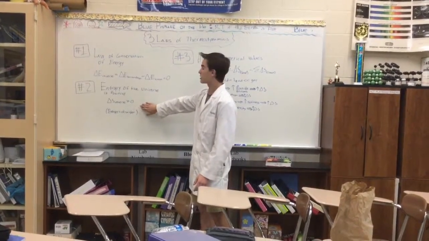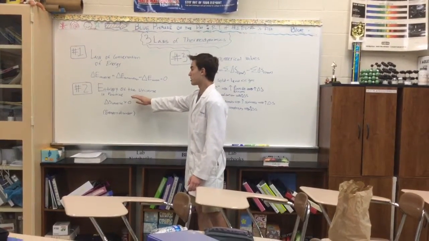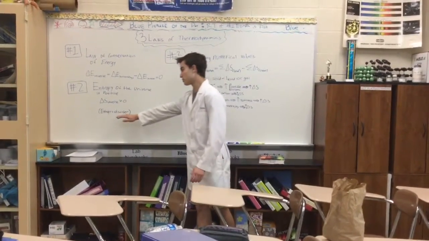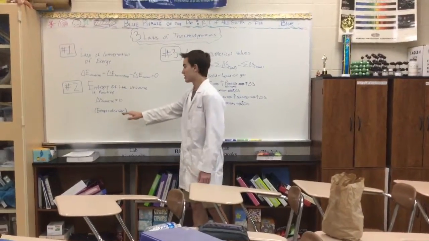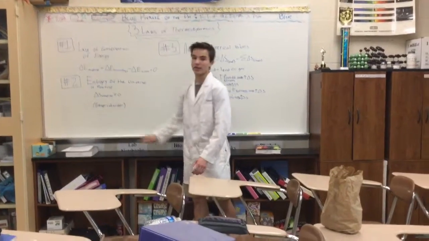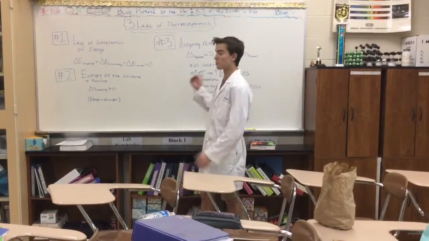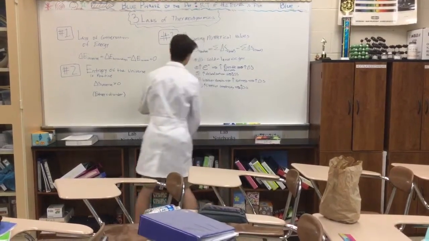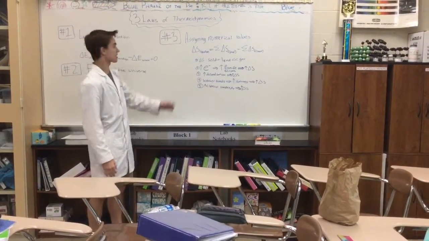Then you have your second law, which says the entropy of the universe is always positive, and entropy is a confusing word for disorder. So it's always above zero and it keeps increasing. There are reactions that will go down, but overall it is always going up. And finally, there is the third law, which is the most complex.